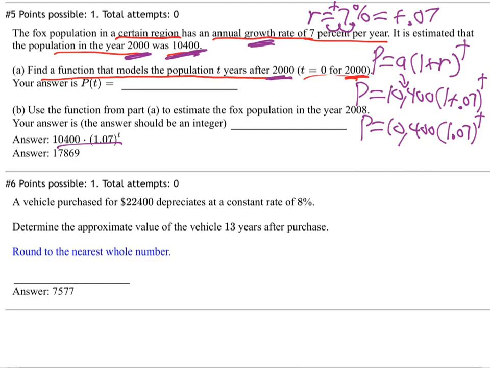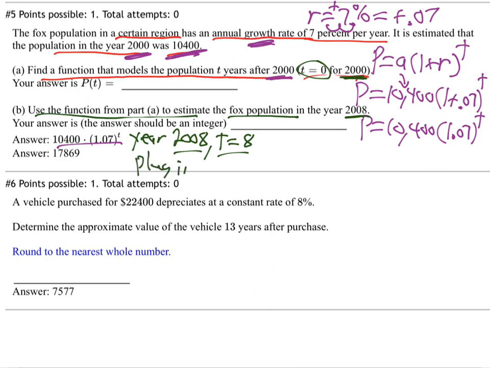And then part B, now use this function to estimate the fox population in the year 2008. So in the year 2008, that means t equals 8. That's 8 years after the year 2000. Remember, the starting time was 0 in the year 2000. So 2008 is time 8 years after the start. So just plug in t equals 8 to that formula.